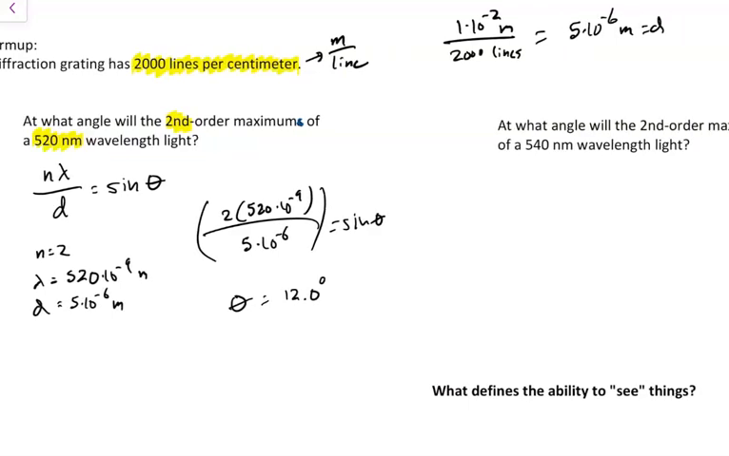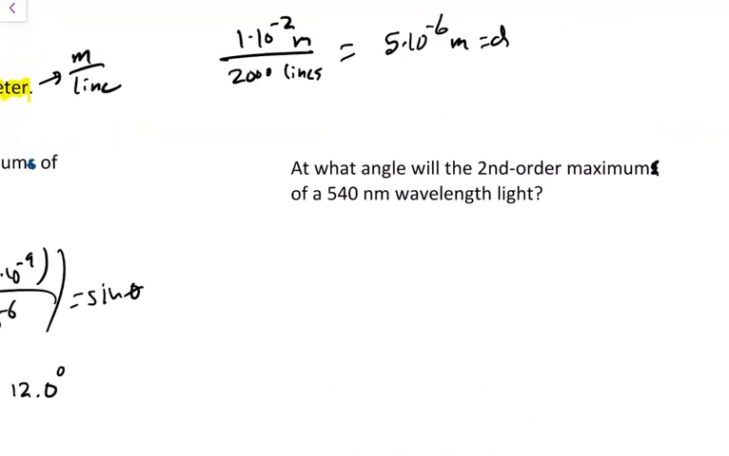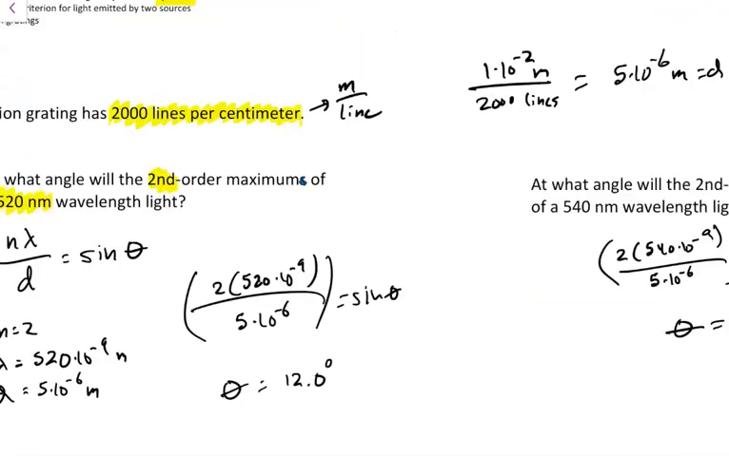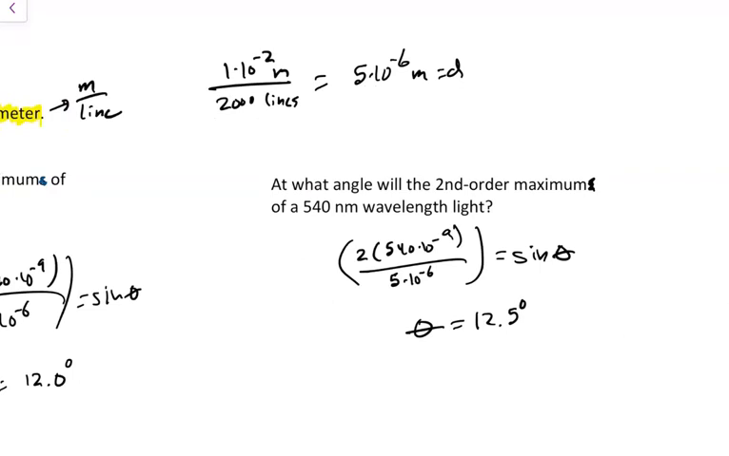And then we have a next question, which is at what angle will the second order maximum of a 540 nanometer wavelength light be? I'm going to pause this video. I want you to just solve this on your own. All right, so get ready for the answer. It's the same. We just change 520 into 540, and we get a theta equal to 12.5 degrees.